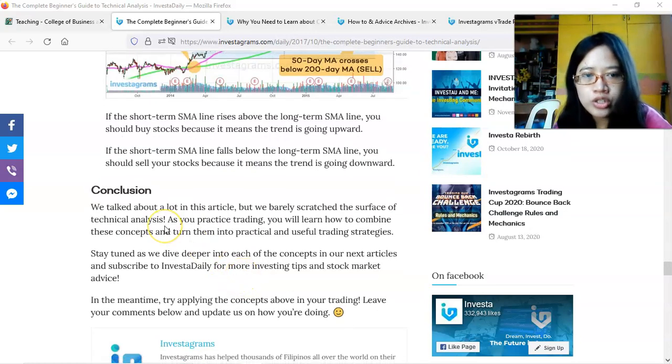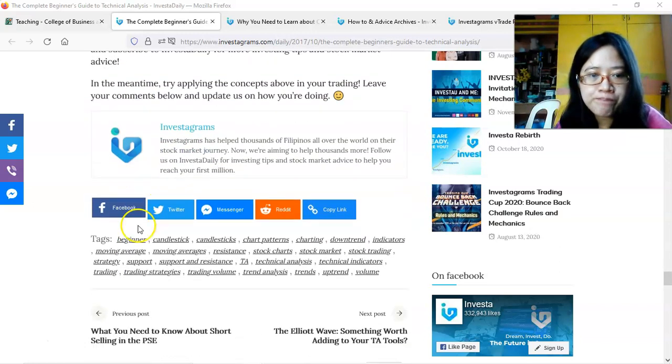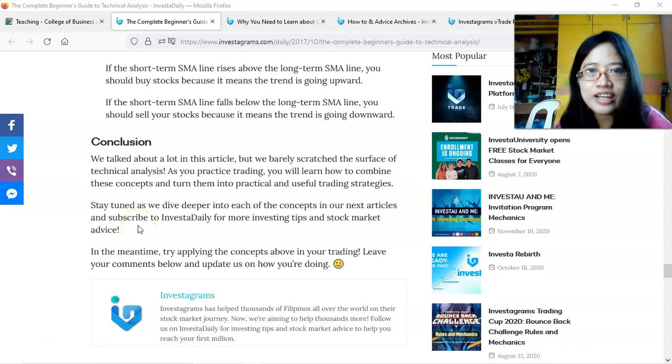So conclusion, as you practice trading, you will learn how to combine these concepts and turn them into practical and useful trading strategies. So ayun, hanggang dito lang yung kanilang complete beginner's guide to technical analysis. So, siguro after mong mabasa to, pwede nyo nang simulan yung inyong trading.